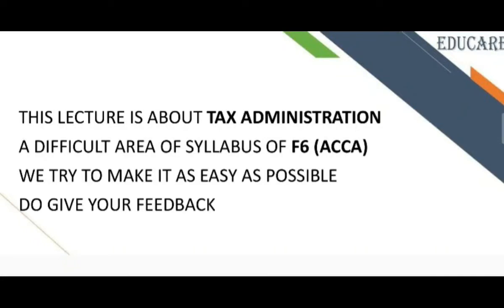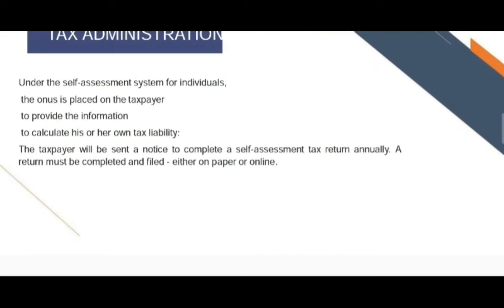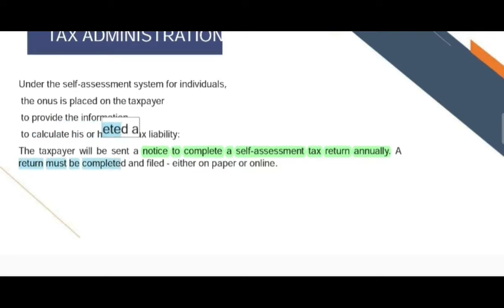This lecture is about tax administration, which is an important area of the F6 ACCA syllabus. First, we need to define the self-assessment system. It is a system used by HMRC to collect tax. Under this self-assessment system, the onus is placed on the taxpayer to provide information to calculate his or her own tax liability. The taxpayer will be sent a notice to complete a self-assessment tax return annually, and a return must be completed and filed either on paper or online.